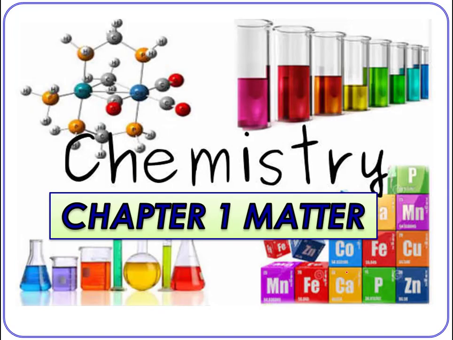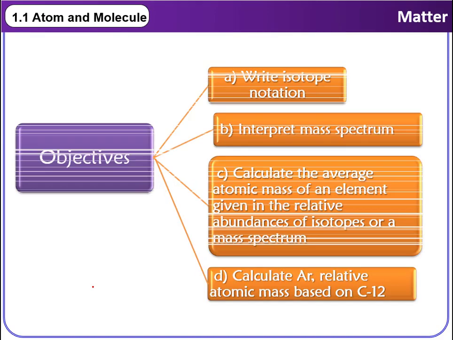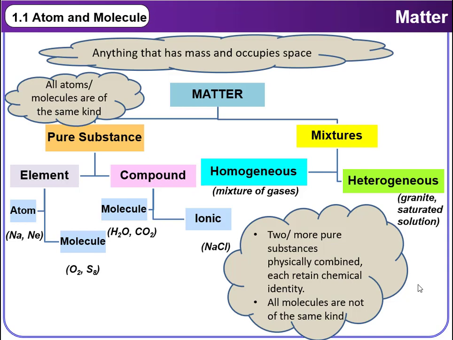Okay, let us start with chapter 1, which is matter. Matter got 3 subchapters, which are atoms and molecules for 1.1. 1.2 is mole concept. 1.3 is stoichiometry. Let us start with 1.1 first. Please read the objectives on your own. Matter. What is matter? Matter can be classified into 2 categories. Matter is anything that has mass and occupies space.